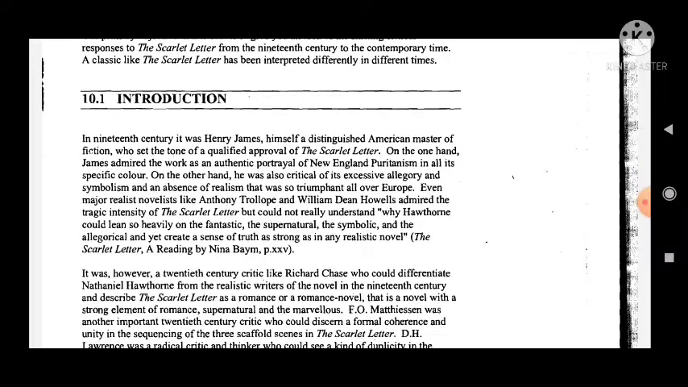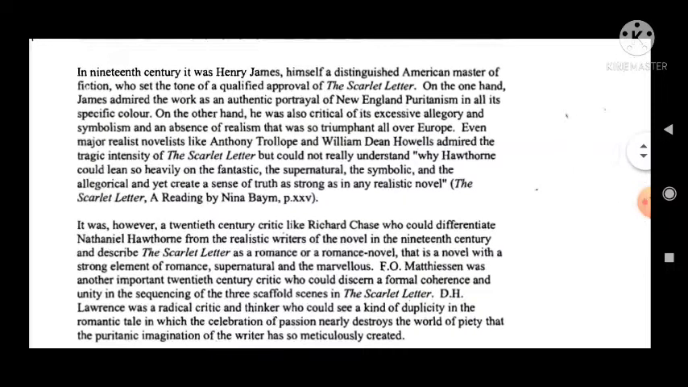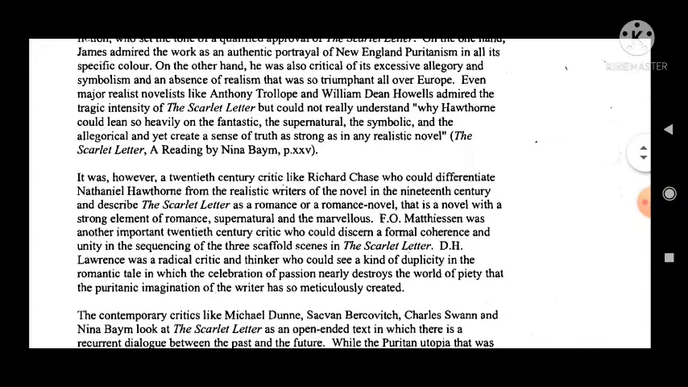Then, introduction. In the 19th century, it was Henry James, himself a distinguished American master of fiction, who set the tone of a qualified approval of The Scarlet Letter. On the one hand, James admired the work as an authentic portrayal of New England Puritanism in all its specific color. On the other hand, he was also critical of its excessive allegory and symbolism and an absence of realism that was so triumphant all over Europe.